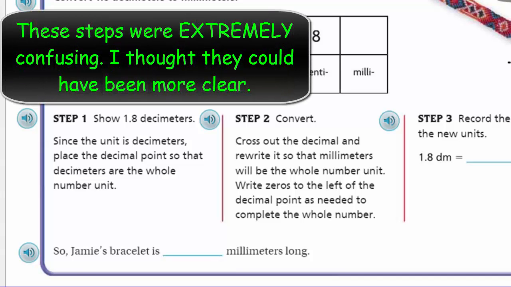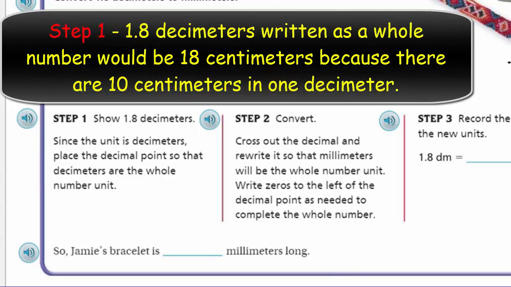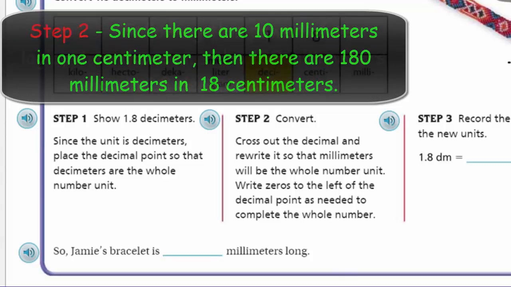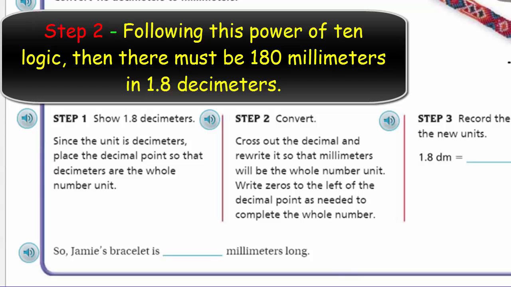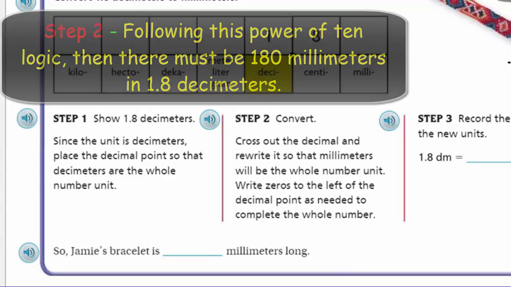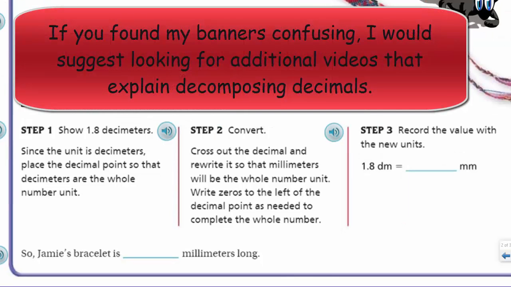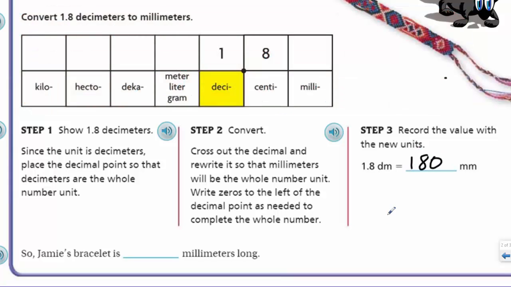It says since the unit is decimeters, place the decimal point so that decimeters are the whole number unit. Step 2, cross out the decimal and rewrite it so that millimeters will be the whole number unit. Write zeros to the left of the decimal point as needed to complete the whole number. Step 3 says record the value with the new units. I don't know if the directions there were super clear. It would be 180 millimeters.